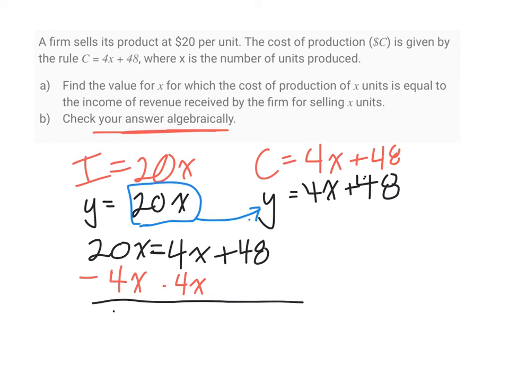20 minus 4 is 16. So that's 16x equals 48, is all that's left. I now divide by 16 to get rid of the 16.